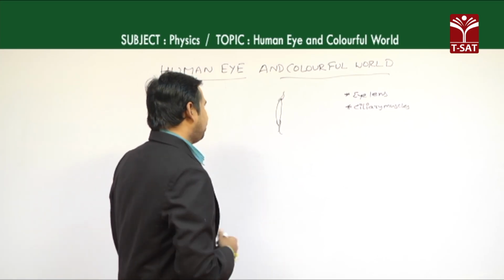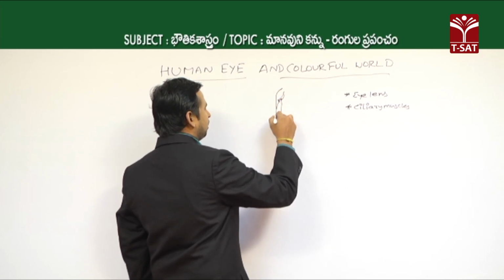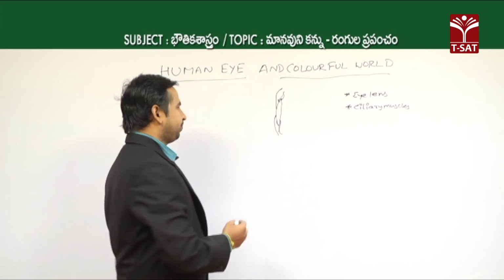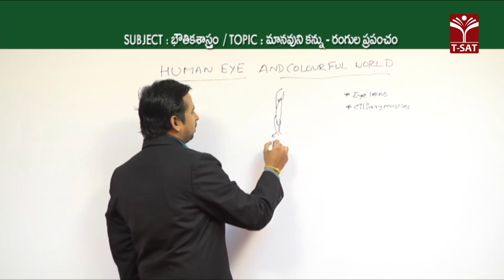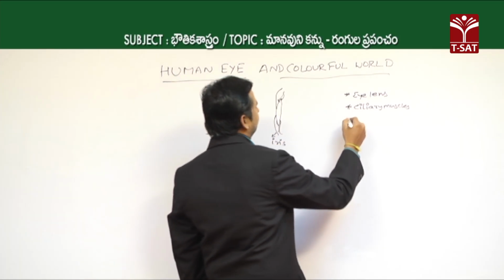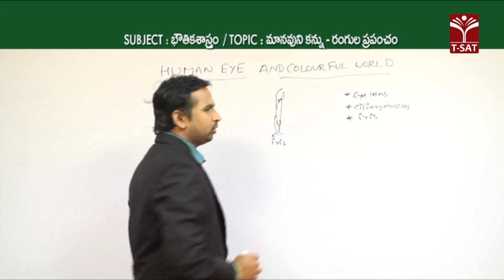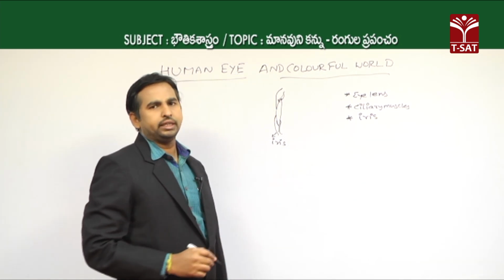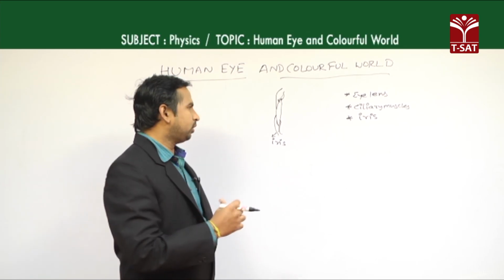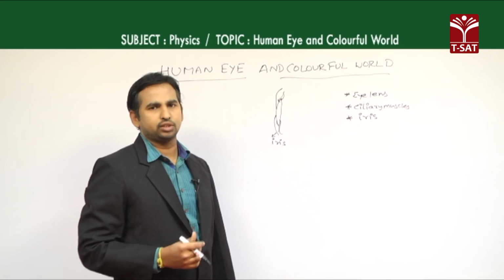Now, before the ciliary muscles, we have one important window-like part that is called the iris, I-R-I-S. Another important point about the iris is that it controls the intensity of light, the amount of light which is entering the eye lens. It tries to adjust the amount of light rays coming inside.